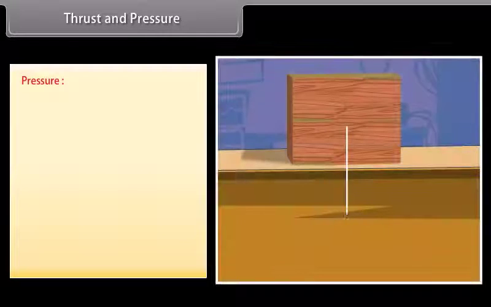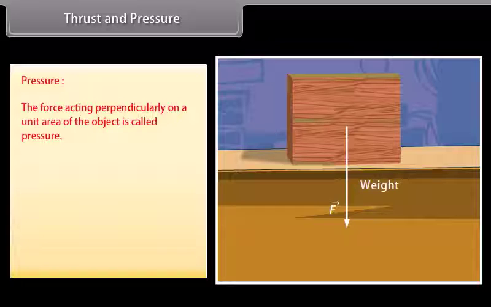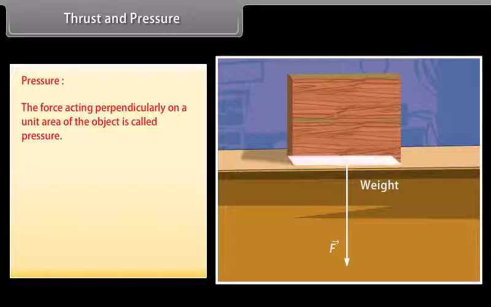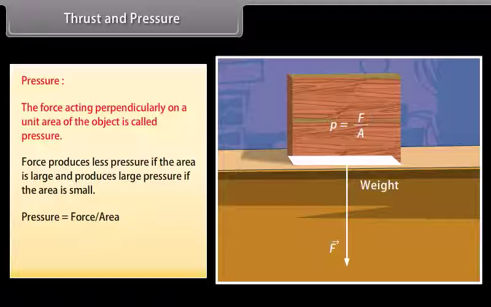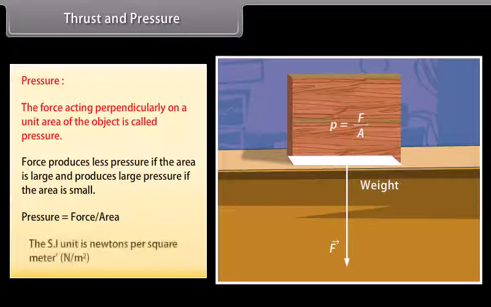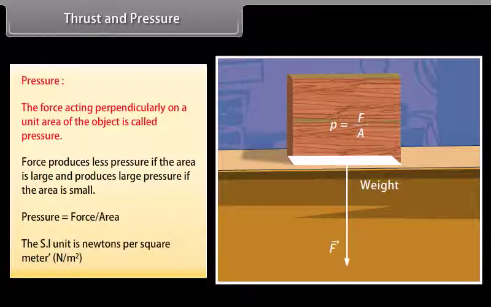Pressure: the force acting perpendicularly on a unit area of the object is called pressure. Force produces less pressure if the area is large and produces large pressure if the area is small. Pressure is equal to force upon area. The SI unit is newtons per square meter.